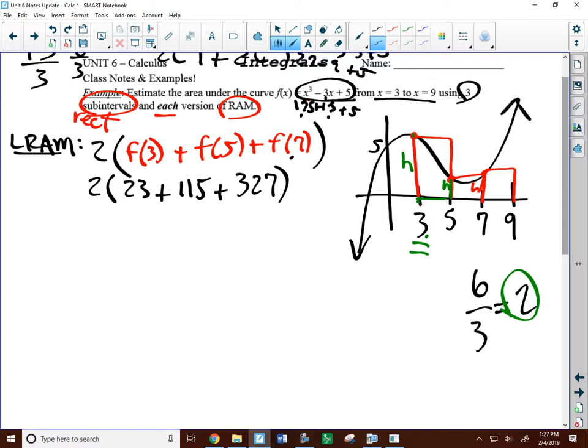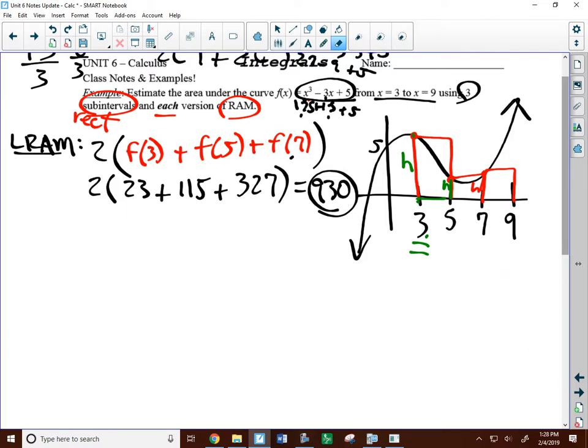You can write what you get, like 2 times, or just put them all together. So I got 930. You get that? Okay. All right. I'd like to contrast that with right RAM. You're going to see how similar it is. Very, very similar.